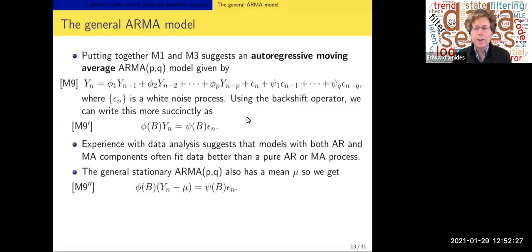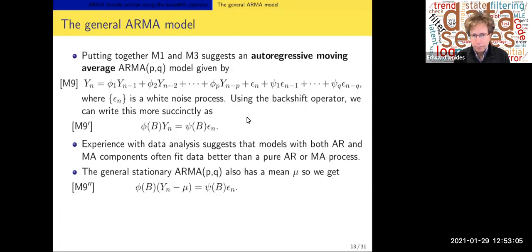Okay, so now we can put together these two AR and MA parts, and here we have a general autoregressive moving average ARMA(p,q) model, which I've written in full in M9. It's just the general AR and the general MA put together. And that's a long equation, M9, hard to fit on a line, but if we use the backshift operator, you just write it as phi of B y_n is psi of B epsilon_n, and it's very compact.